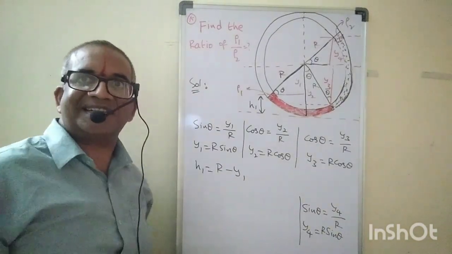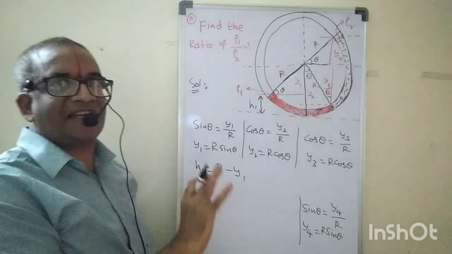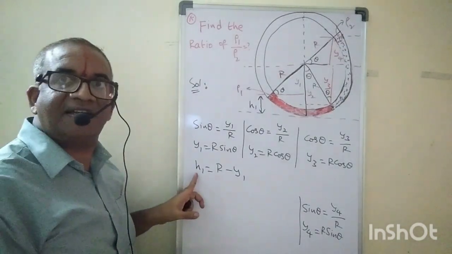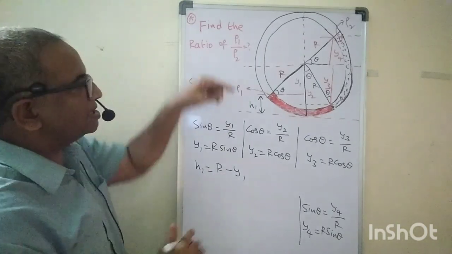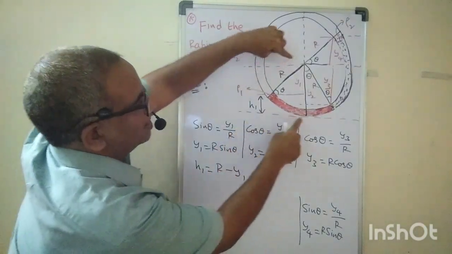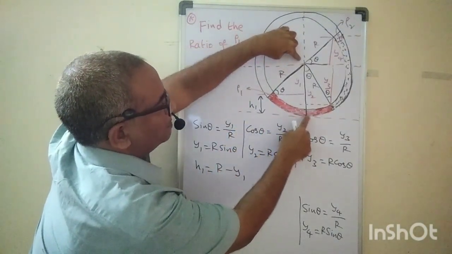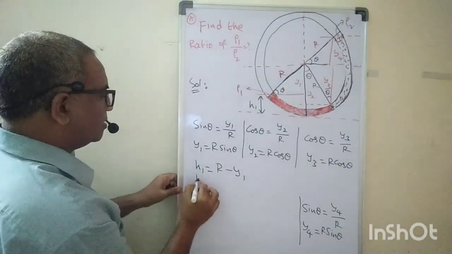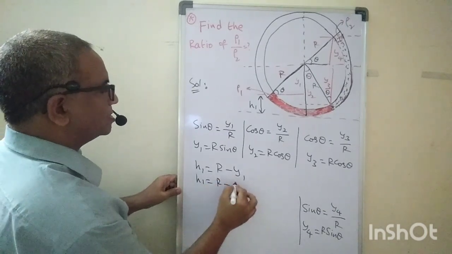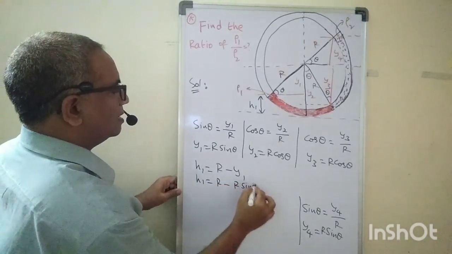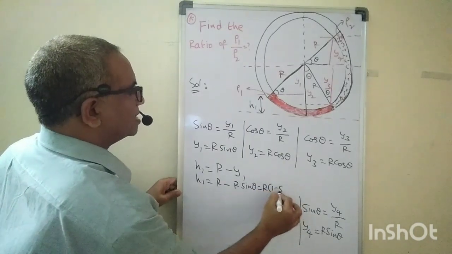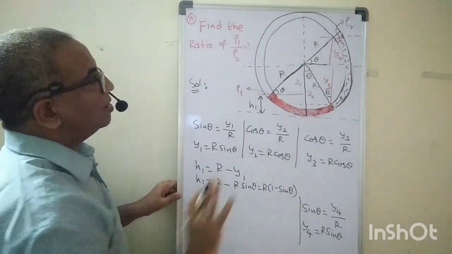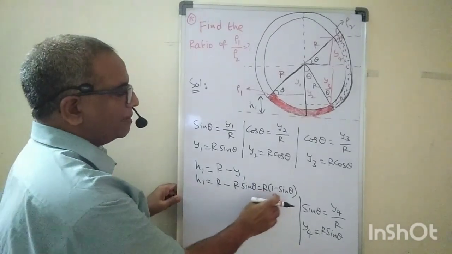Okay, please try to understand. This is the confusion that occurs sometimes. See carefully here. The h1 equals how much here? The h1 equals r minus y1. This is r, subtracted by y1. So therefore what is h1 here? H1 equals r minus r sine theta. It's nothing but r into 1 minus sine theta. Agree? So here what is h1 we got? H1 equals r into 1 minus sine theta.